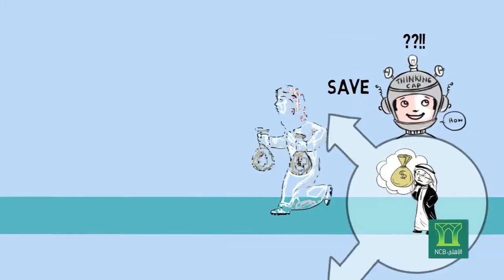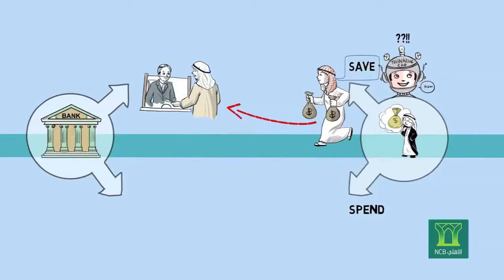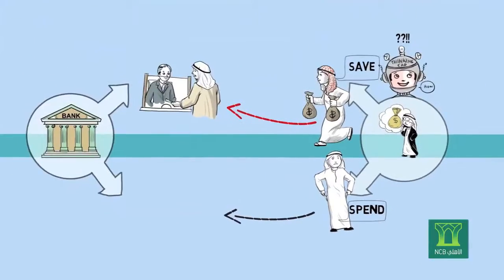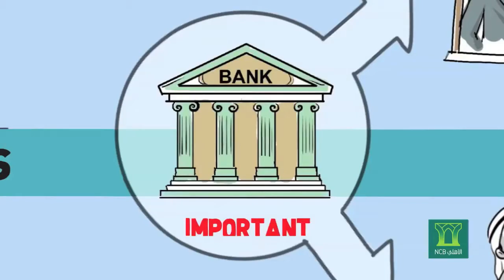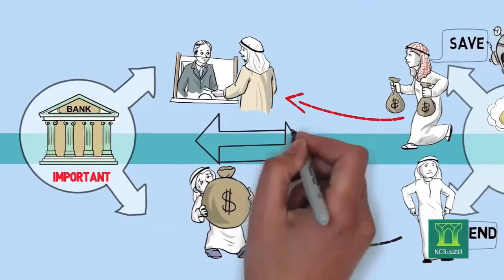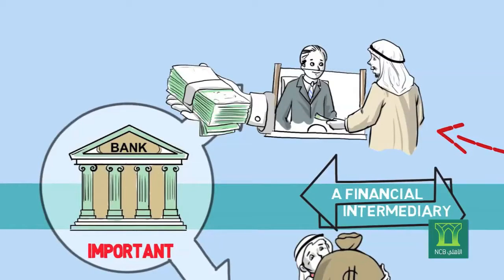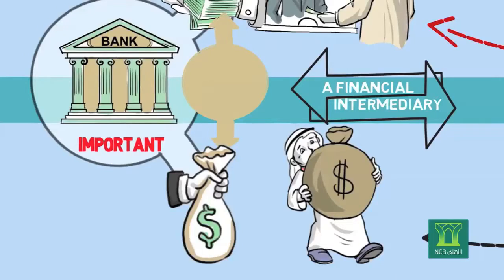If you have money and you want to save it, what is a good place? A bank. If you have no money and you want to spend it, then what is a good place to get money? A bank. So, in either of the cases, a bank plays an important role. A bank is a financial intermediary that accepts deposits and channels those deposits into lending activities.